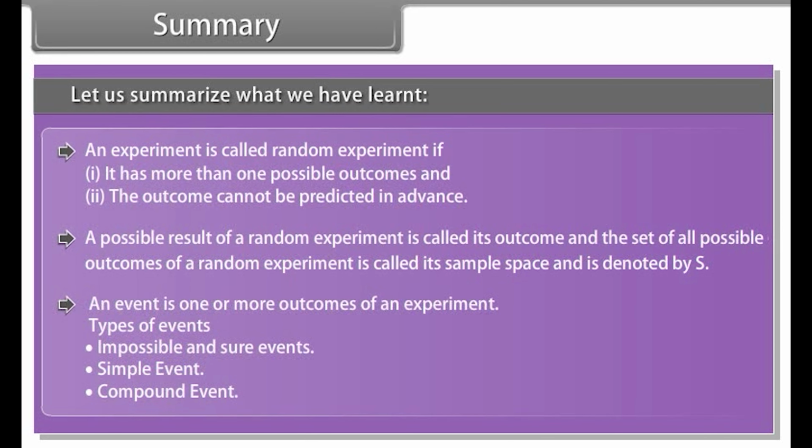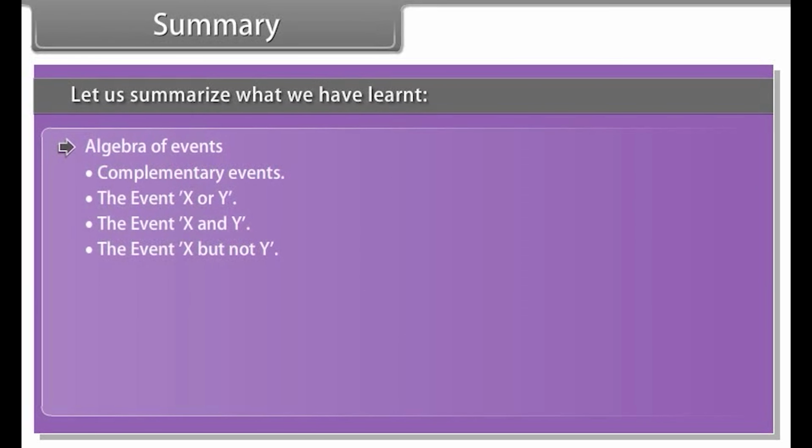An event is one or more outcomes of an experiment. Types of events: 1. Impossible and sure events. 2. Simple event. 3. Compound event. Algebra of events: 1. Complementary events. 2. The event X or Y. 3. The event X and Y. 4. The event X but not Y.